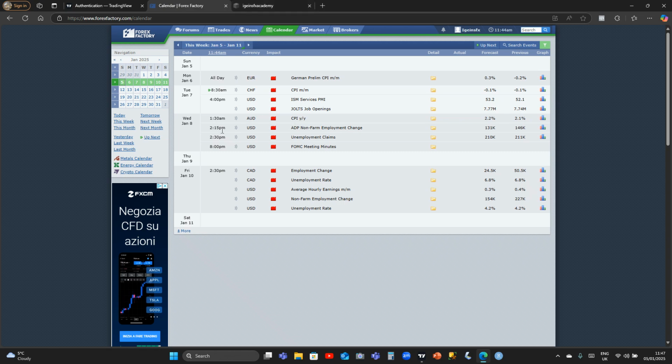But for the fundamental analysis, for you to stay updated, to know what is going on in the area of the country's currency that you are trading, you need to always open your Forex Factory calendar to see what is going on.